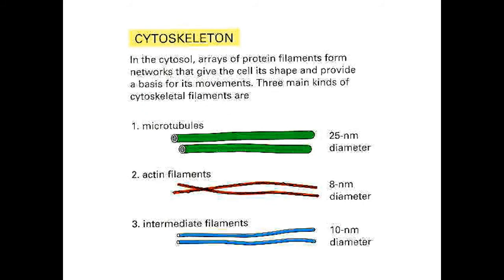You are aware that cells have a fairly well-developed cytoskeleton. The cytoskeleton consists of arrays of different protein filaments that give the cell its shape and provide the basis for cells to move. In eukaryotic cells, there are three major types of cytoskeletal filaments: microtubules, which are the largest of the cytoskeletal elements. There are microfilaments, which we know of as actin filaments, and there are intermediate filaments like myosin, and of course there are other intermediate filaments.